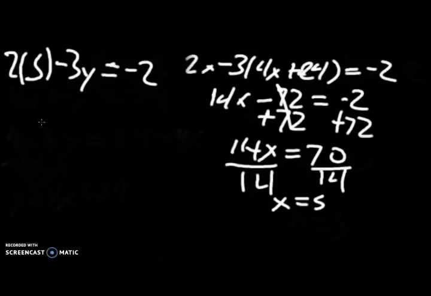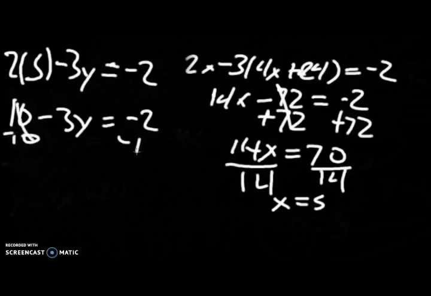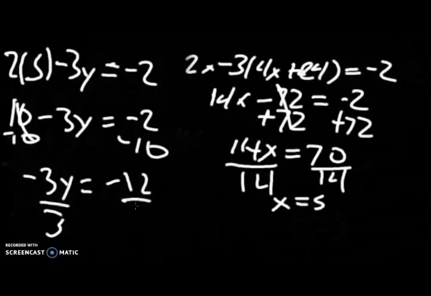Now the next thing that we're going to do is try to find out what y is. So we're going to figure out that this is 10 minus 3y equals negative 2. Now what can we do here? We can subtract 10 from itself, make this gone, and subtract this from 10, and you get negative 12. So we get negative 3y equals negative 12. And we divide that by itself, negative 3, and you're left with y equals 4.